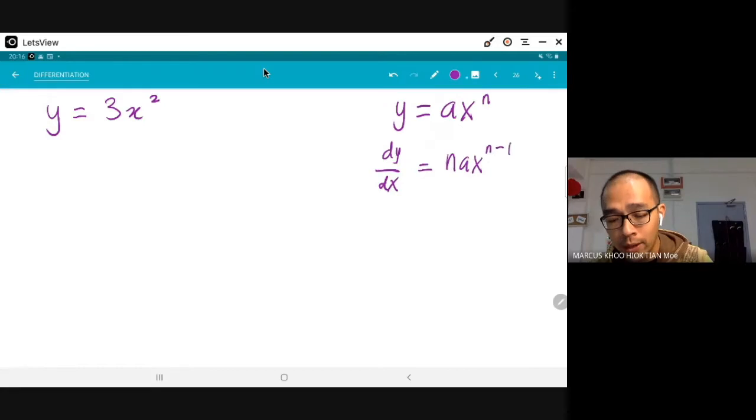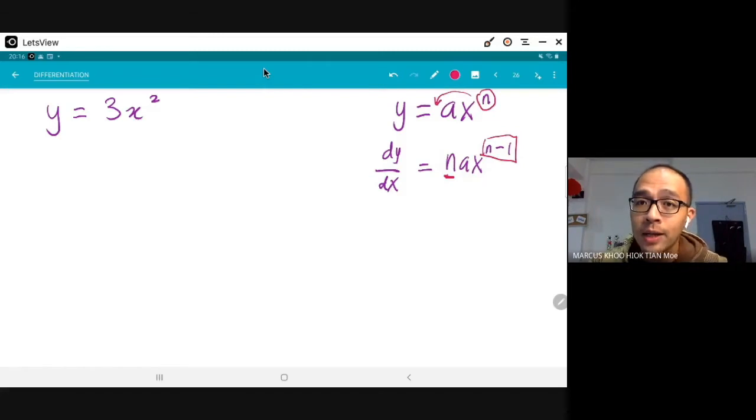It is like this: the power of n, you bring to the front and multiply. And then your power, you subtract 1. I repeat, the n power that is with the x is brought forward, multiplied with a at the front. And then the power that you brought to the front, there you subtract 1.